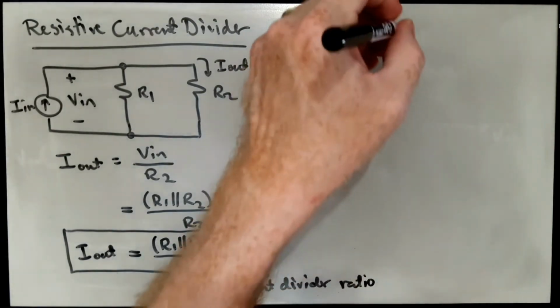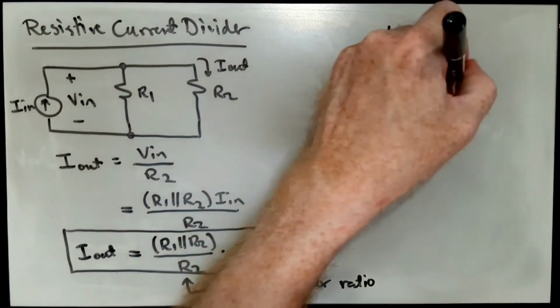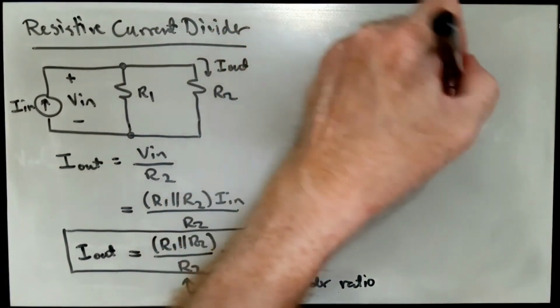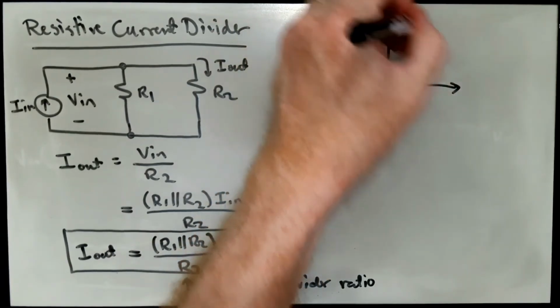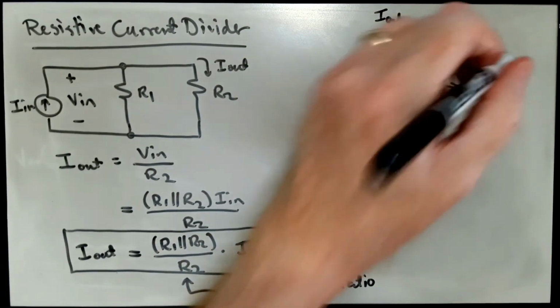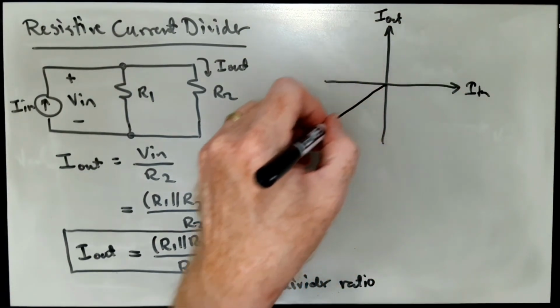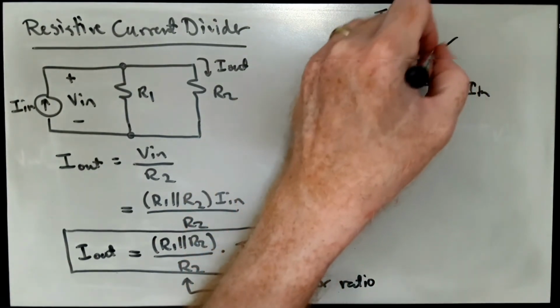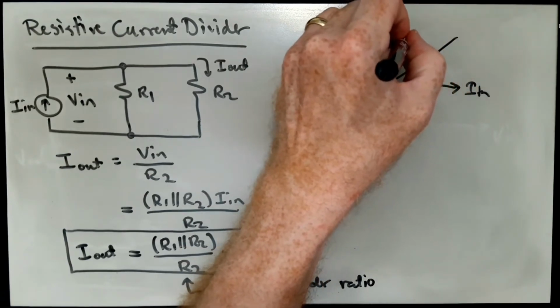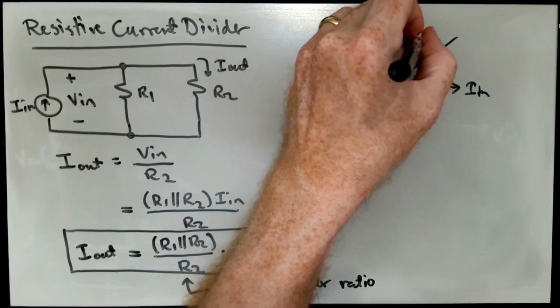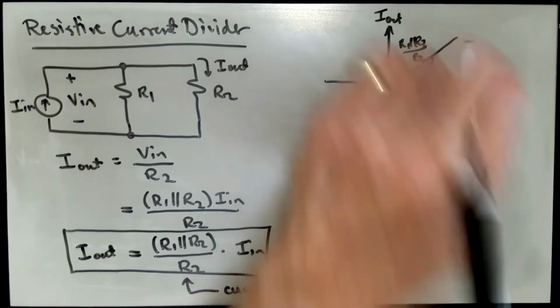And if we wanted to, we could plot a current transfer characteristic, which is just like the voltage transfer characteristic. It's a plot of I out versus I in, and it would again just be a straight line. The slope of the line is the current divider ratio, so the slope is R1 parallel R2 over R2.